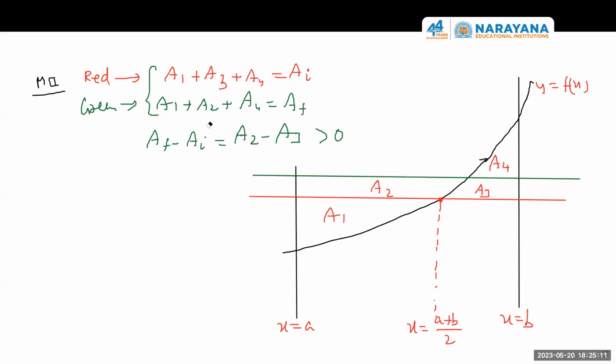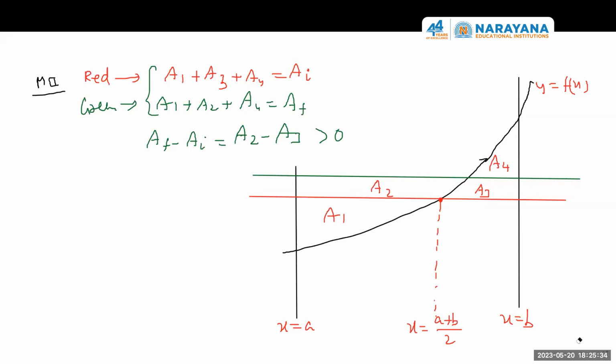Now someone might argue, sir, why have you chosen the midpoint? Because choosing the midpoint, A2 and A3 will be equal if the curve went exactly vertically up. But the curve is not going vertically up. It is increasing monotonically to this side. Therefore, on either side, it will increase the area. Are you getting the point?